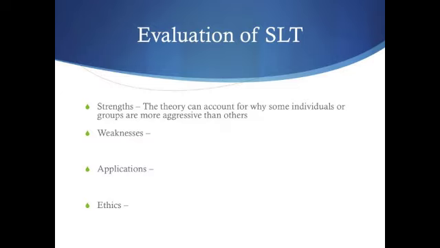And so that's one of the big strengths here, talking about looking at why individuals could be aggressive or not. This theory really does explain. Another strength of the theory is that it can account for the role of vicarious reinforcement. Obviously, individuals here don't have to have been directly rewarded for acting aggressively.